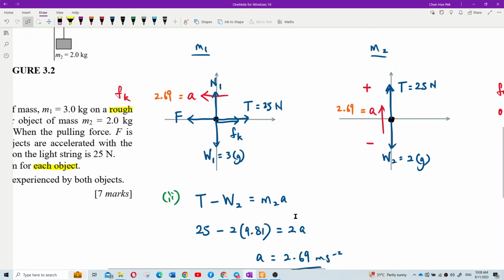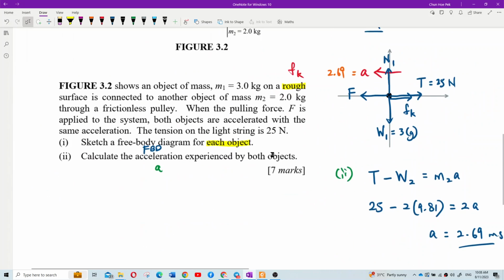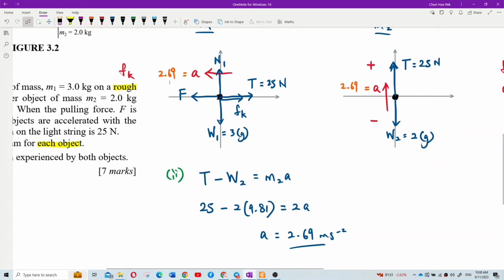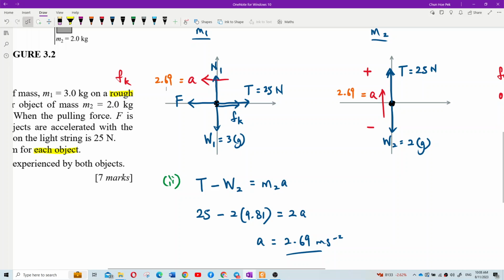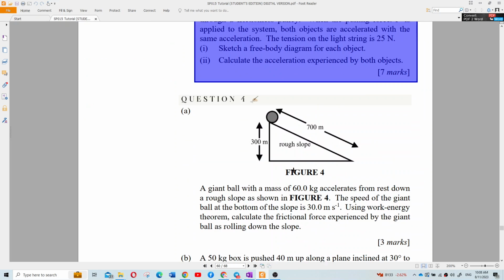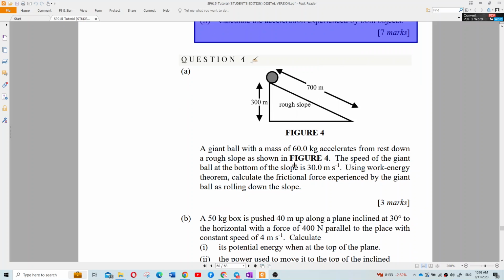So let's say the question asks you to find friction or force. If given one of the values, let's say given you friction, then you can use the acceleration value to find force. All right, so let's move on. Very easy. Remember, free body diagram, use point mass only. Okay. Question 4.